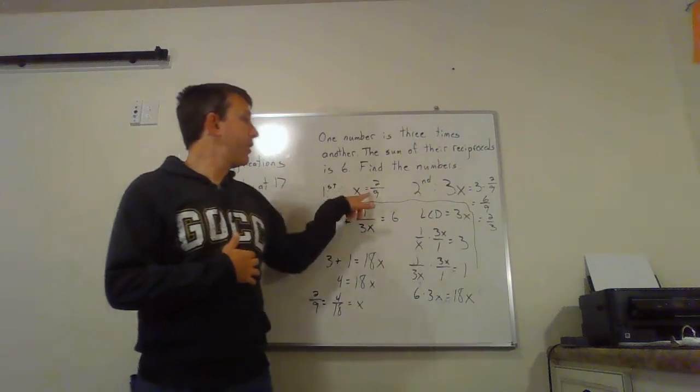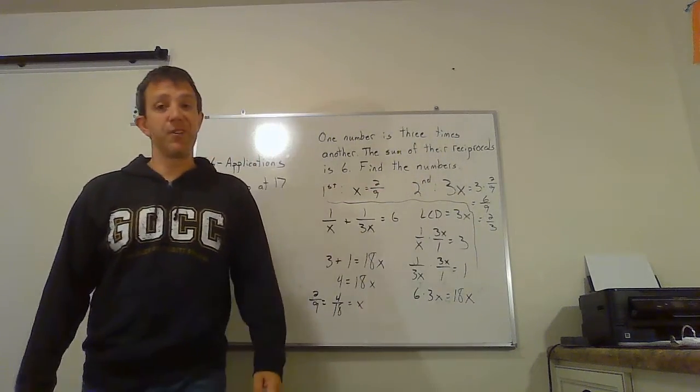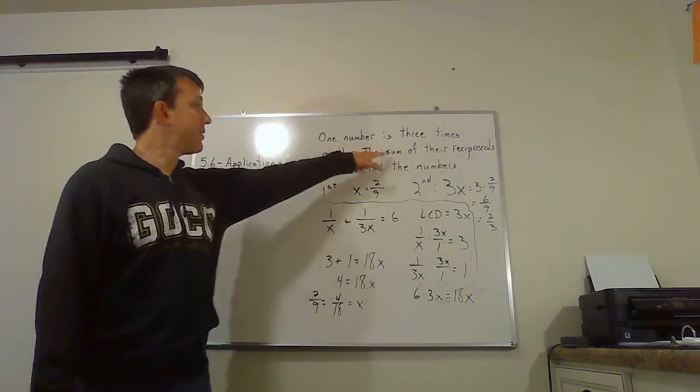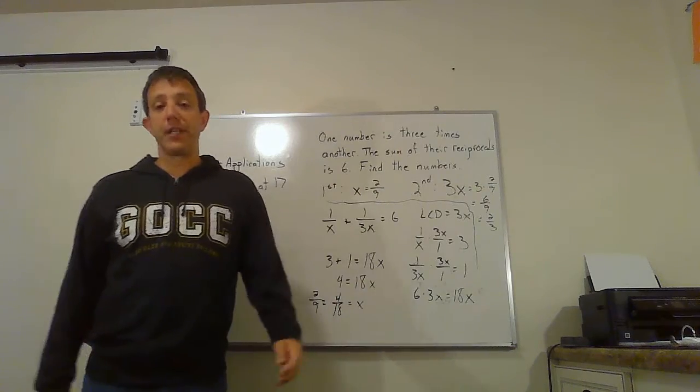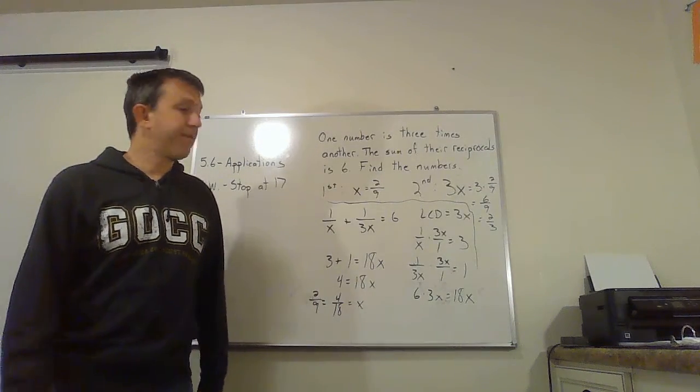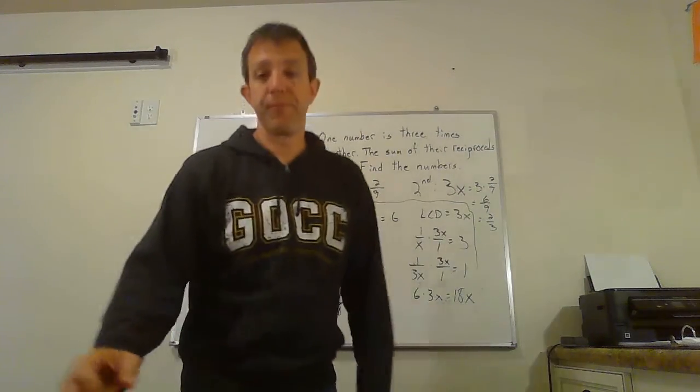Now, pretty clearly, they do not add up to 6. 2 over 9 and 2/3 is nowhere near 6. But remember, it's the sum of their reciprocals that needs to add up. If you did flip them over and worked it out, they would add up to 6. So there's my first example. I'm going to do 2 more.